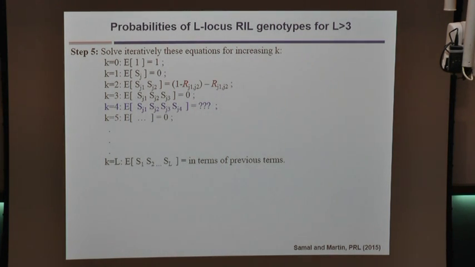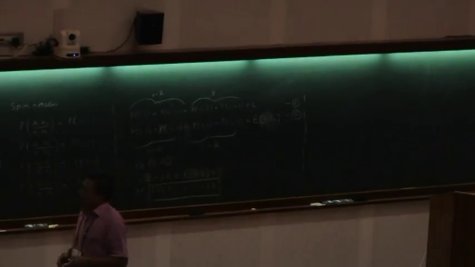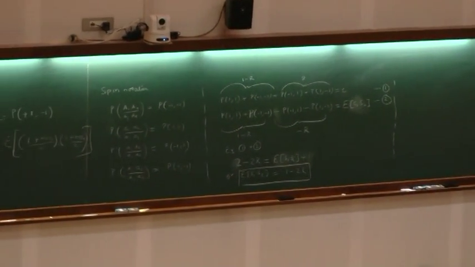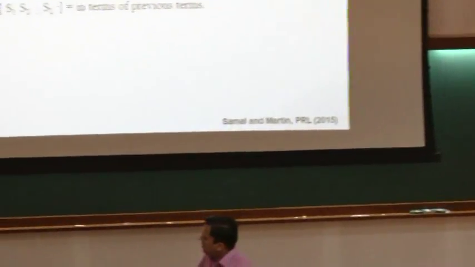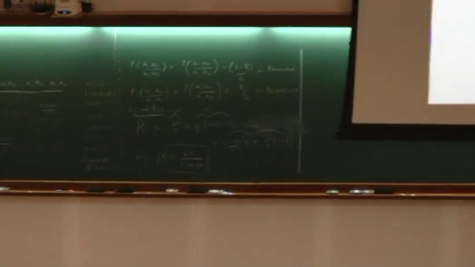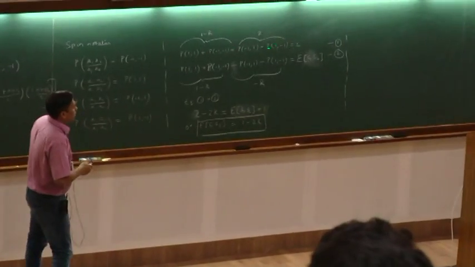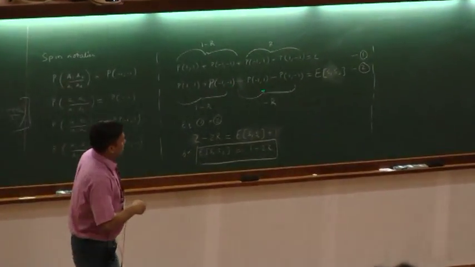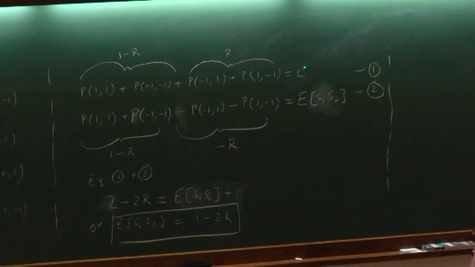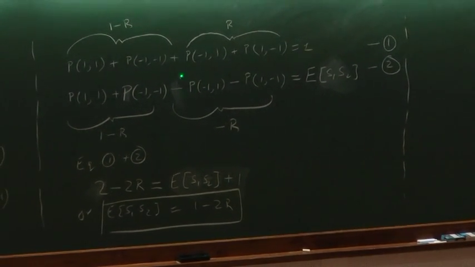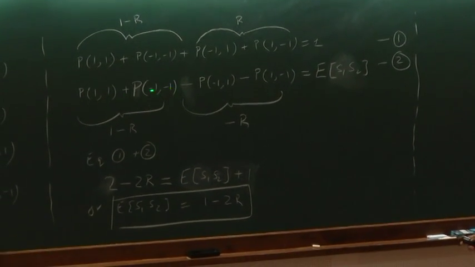But let me go through that, because it will be very important for deriving the 4 locus case result. If you have these 4 genotypes, which are RIL genotypes fixed at infinite generations, you can write them in the spin notation here. The sum of the probabilities of the 4 genotypes will add up to 1, we all know that. But the expectation of the 2 spin product is written as follows.